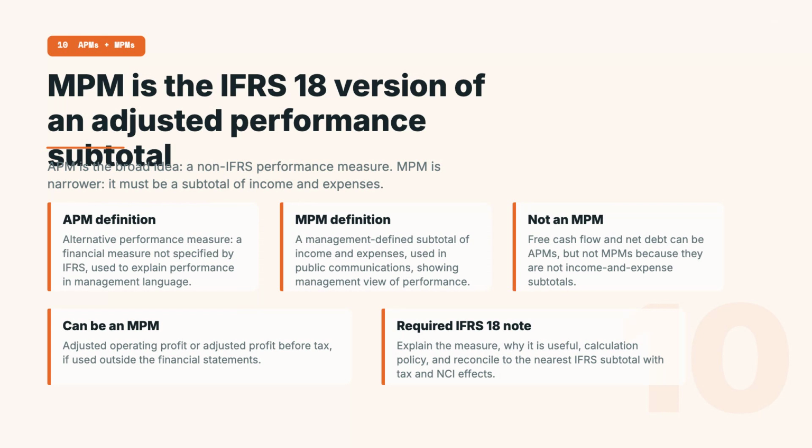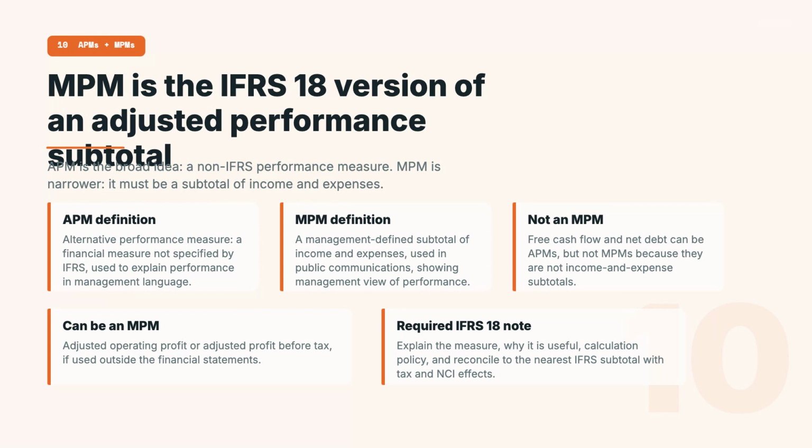APM is the broad family. MPM is the narrower IFRS 18 category inside that family. A management defined performance measure, or MPM, is a subtotal of income and expenses. It must be used in public communications outside the financial statements. It must communicate management's view of an aspect of the financial performance of the entity as a whole. And it must not be a subtotal specifically required by IFRS accounting standards.